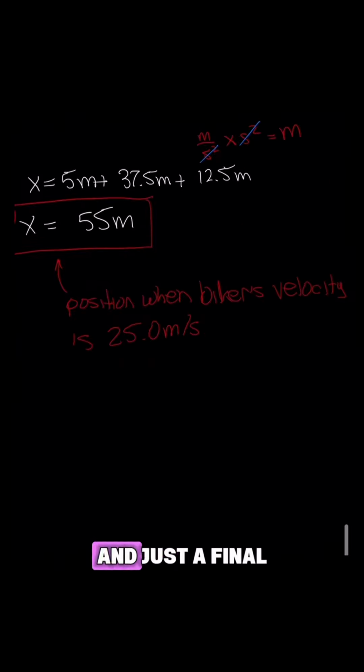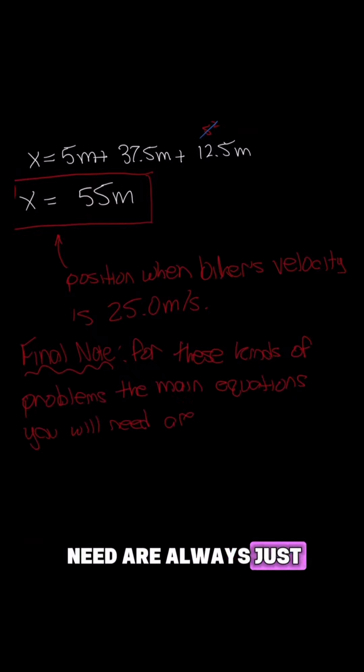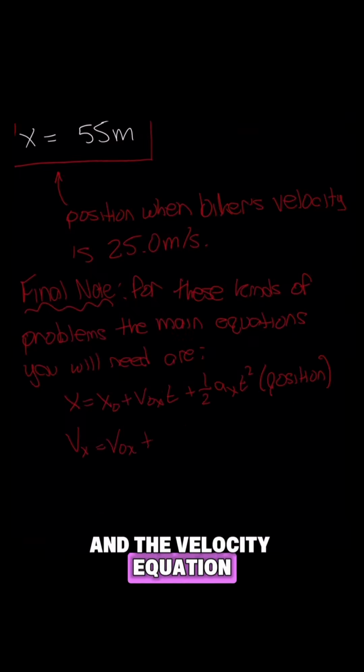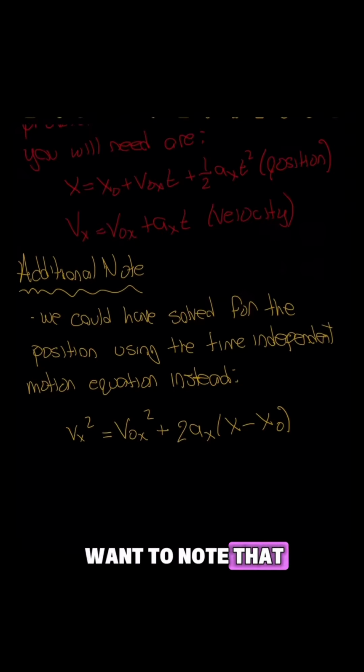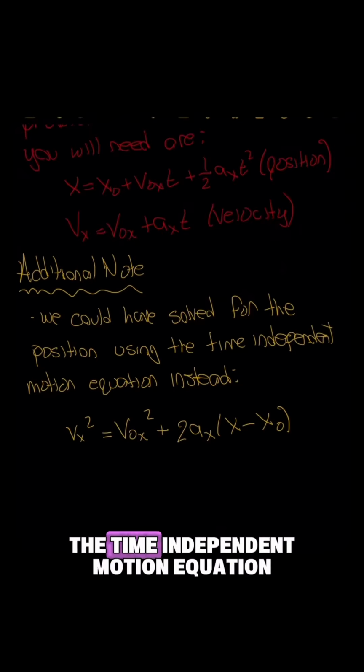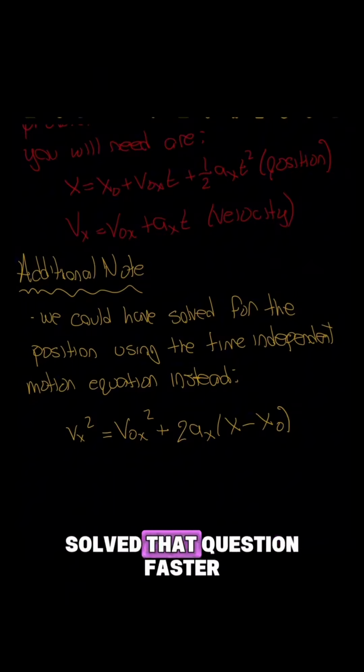And just a final note, for these kinds of problems, the main equations you'll need are always just the position equation and the velocity equation. So every 1D problem can be solved with these two equations. However, despite this, I just want to note that if we actually remembered the time-independent motion equation, we could have solved this question a lot simpler for part B. We could have just plugged in the values we got into this one simple equation and got the answer. This is not necessary, but if you remember this, you could have solved that question faster.